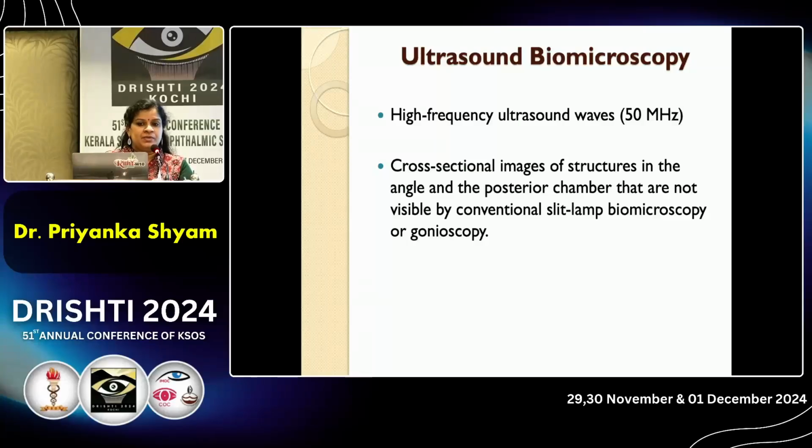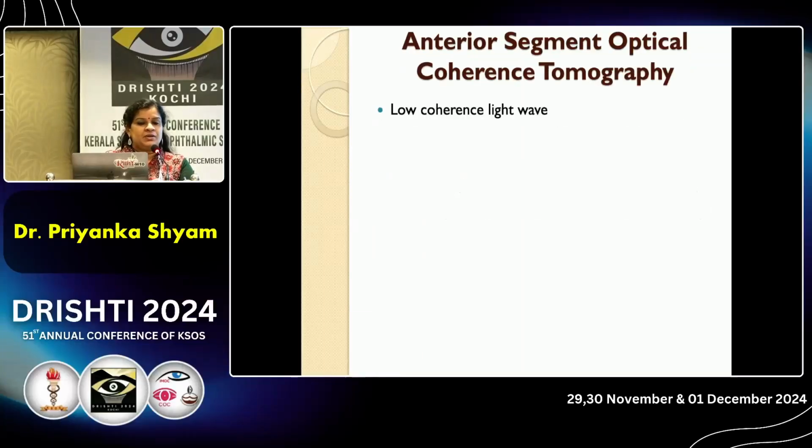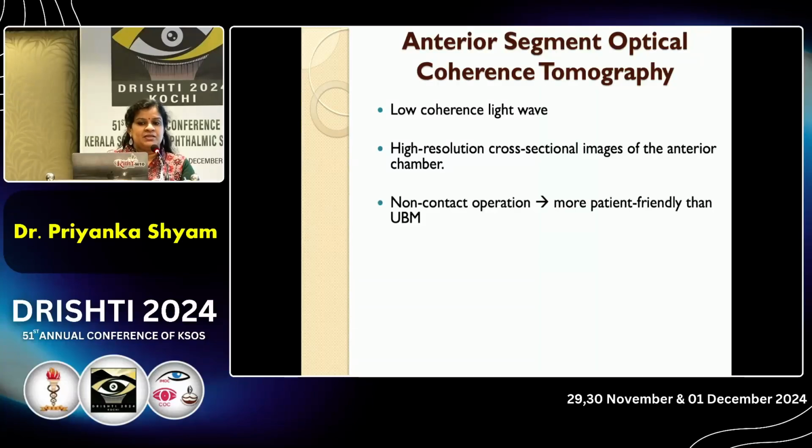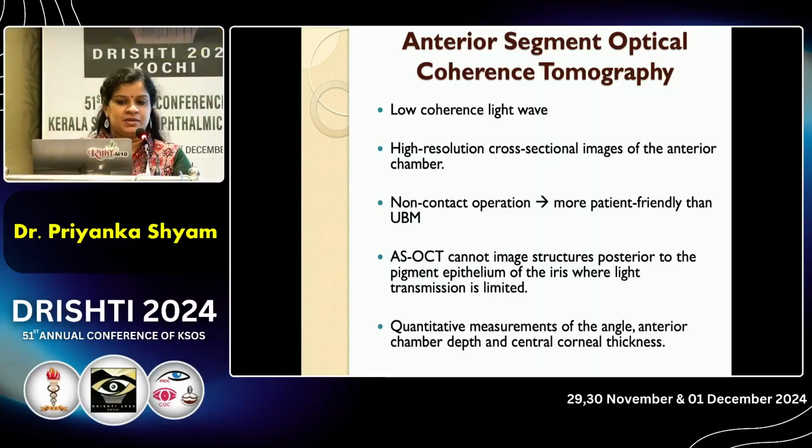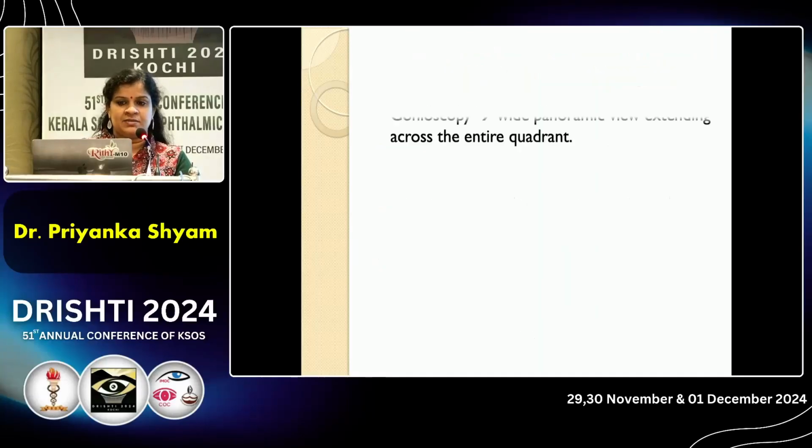Then coming to UBM, it utilizes high-frequency ultrasound waves and provides a cross-sectional image of the structures in the angle and the posterior chamber that are not visible by slit lamp biomicroscopy or gonioscopy. Then coming to ASOCT, it utilizes low coherence light waves and provides high-resolution cross-sectional images of the anterior chamber. Since it's a non-contact operation, it is more patient-friendly than UBM. However, ASOCT cannot image structures posterior to the pigment epithelium of the iris where light transmission is limited. It provides quantitative measurements of the angle, anterior chamber depth, and central corneal thickness.